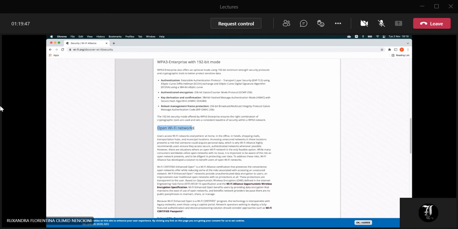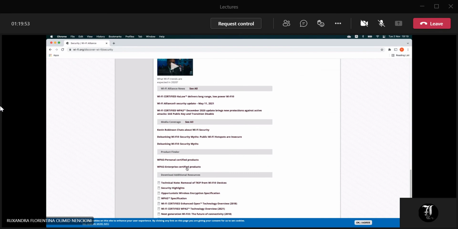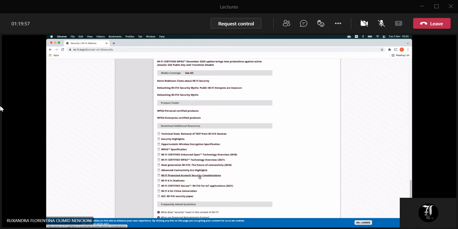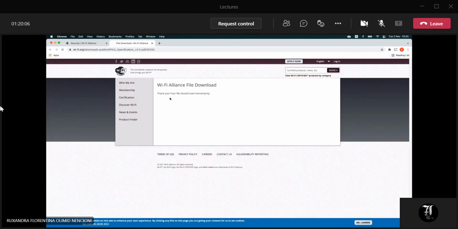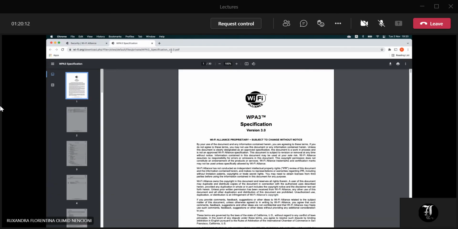It's also written about this open Wi-Fi network that I was telling you, and that is nice. And then you have some resources here, and some of them are quite interesting. Some are not possible to open. You will see it register and so on, and ask for them. But some are possible to open, and you can read them. So, for example, here I went on the WPA3 specification.